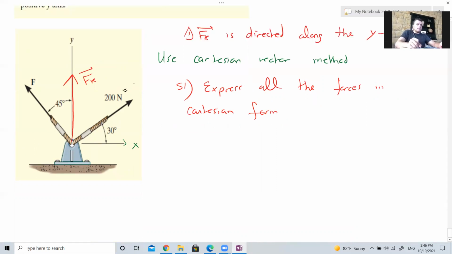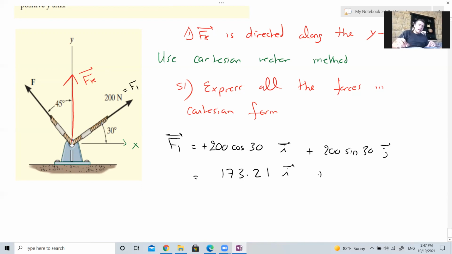راح سميه F1. Okay. بلش ب F1 is equal to what؟ 200. صح؟ Wait. إيه 200 cosine 13 I plus, plus or minus؟ no plus. اوكي والJ 200 sine 13. طيب okay, how much the force of F2؟ So this is 173.21 I plus 100J. Okay. هيدا F1.